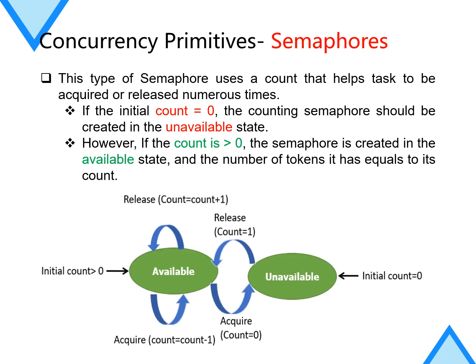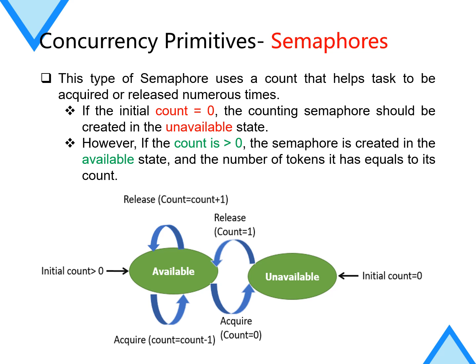Let's see some example with two states. We have two states, unavailable and available. For example, if the initial count equals 0, the state will be unavailable. If we are in the unavailable state and some thread or process releases the resources, the count will be increased by 1, from 0 plus 1, so it will become 1, and the semaphore will change state from unavailable to available.